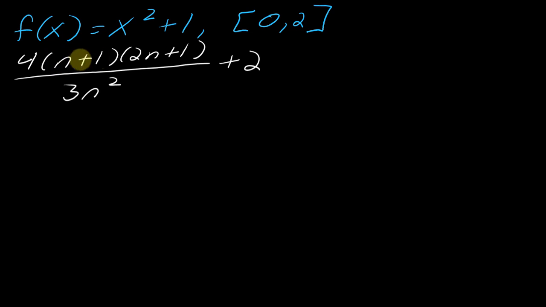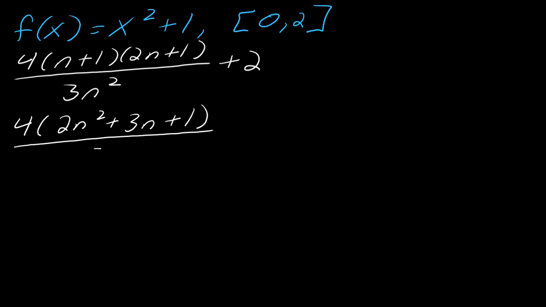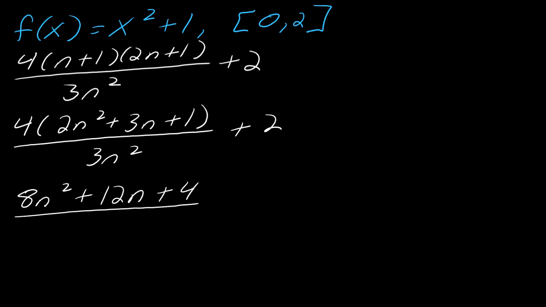So now I can FOIL this out. I'll just leave the 4 hanging out in the front. If I FOIL all this out, I get 2n squared plus 3n plus 1, all of this divided by 3n squared, plus 2. And then I can distribute. So this will finally be 8n squared plus 12n plus 4, all of this over 3n squared plus 2.